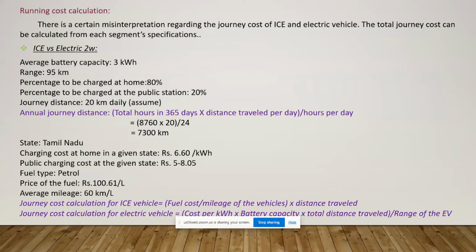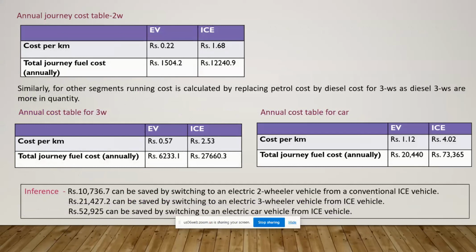And this is a running cost calculation of ICE versus electric vehicles for all segments. All these specifications are given by the government themselves, and I have taken the state of Tamil Nadu because that is the state I reside in. So these are all the specifications, the annual journey distance formula and the journey cost calculation formula, and this is for two-wheelers, three-wheelers and cars. You can see how much money can be saved by switching to electric vehicles from the normal ICE.